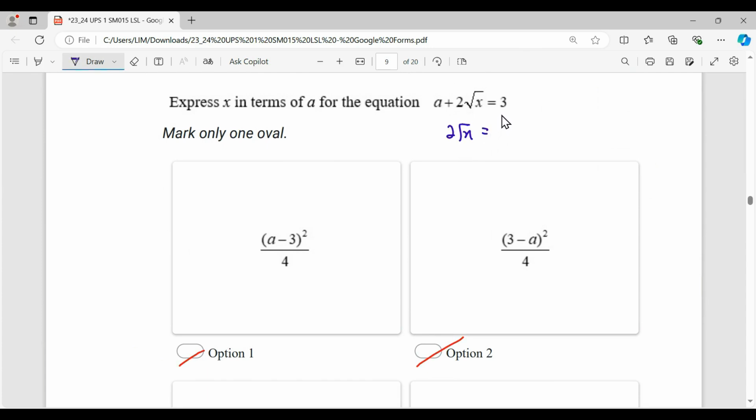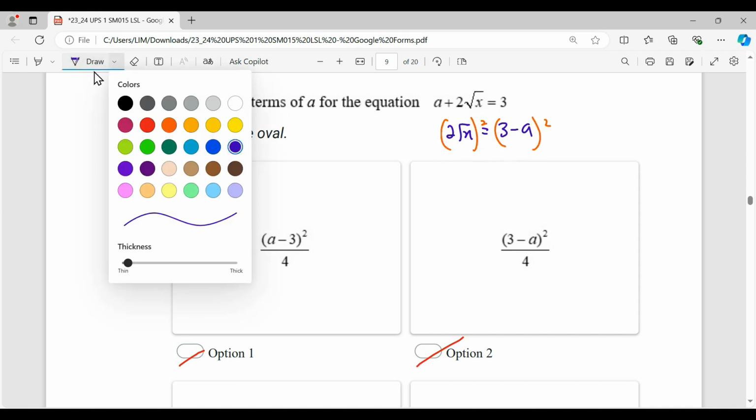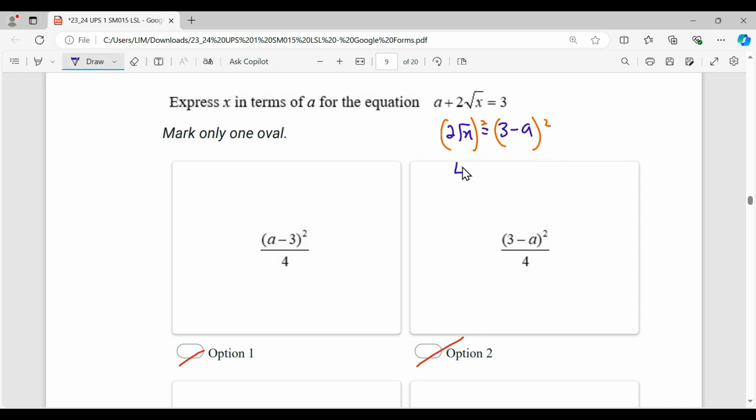We take the left hand side as the subject, then 3 minus a. So we want to express x. To remove the square root, we have to square both sides. Once we square both sides, we get 4, then this is only x. Here we have 3 minus a squared.